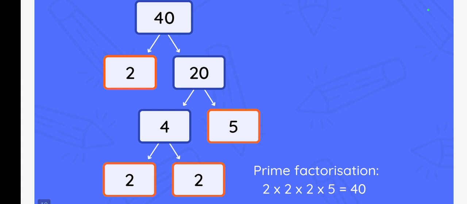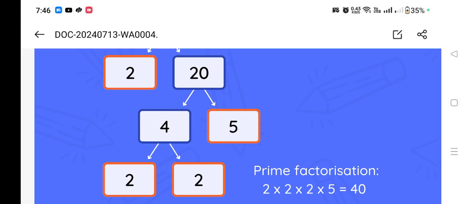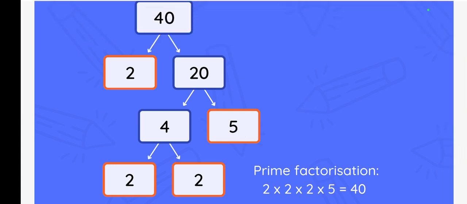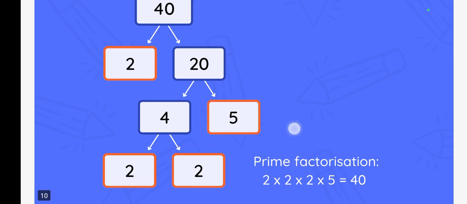Now let's move on to another example, that is 40. 40 can be written as 2 into 20. 2 is a prime factor, so we won't branch it further. Now 20 can be written as 4 into 5. Now 5 is already a prime number, so we won't branch it again. But 4 is not a prime number, so we will branch it as 2 into 2. So now the final output will be all the boxes which are in orange. So 2 into 2 into 2 into 5 will give you 40.